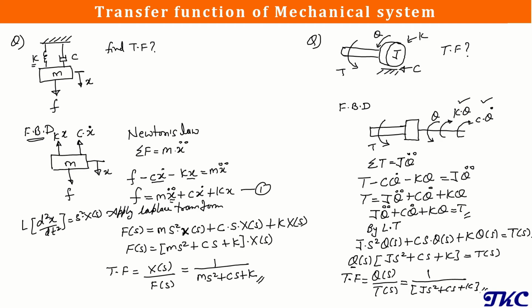We discussed the translational mechanical system and its different elements. Then we discussed the rotational mechanical system and its different elements, which, if we know, we can find the equation of motion for that system, and by applying Laplace transform we can get the transfer function for a given system. Then we took up examples to understand the process of determining the transfer function for a mechanical system. So with this, I will end this lecture here.